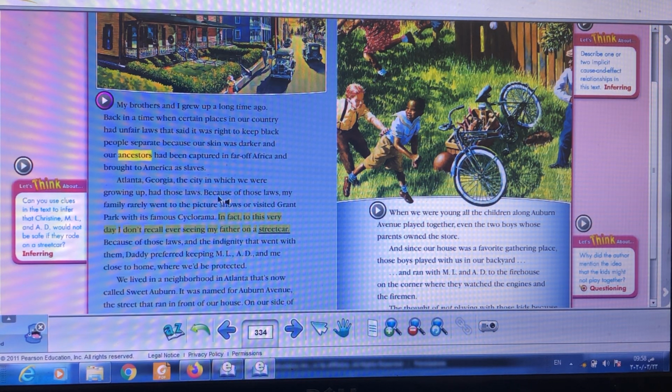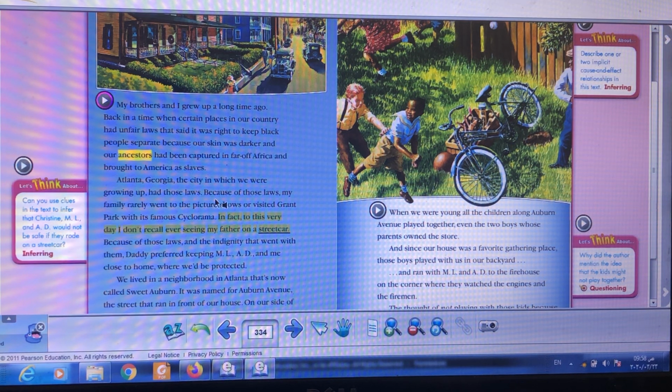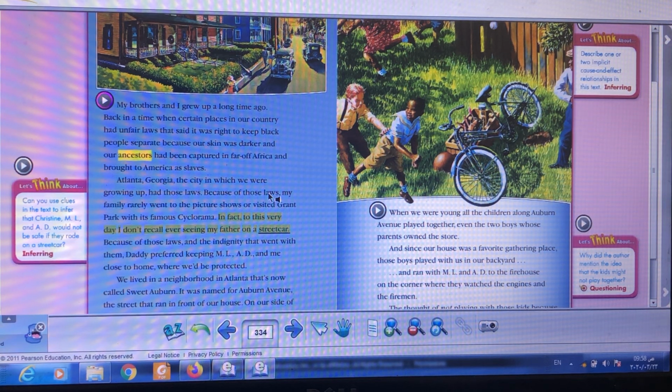Yeah, here they said because. Don't forget the word because. This is one of the key words that I told you about yesterday. Put it in your mind that after the word because, we have the cause. We have the cause after the word because. Because of the laws. What laws are they talking about? The laws of discrimination, that they were black and the other people were white.